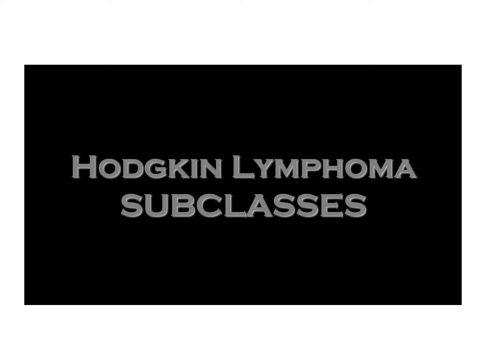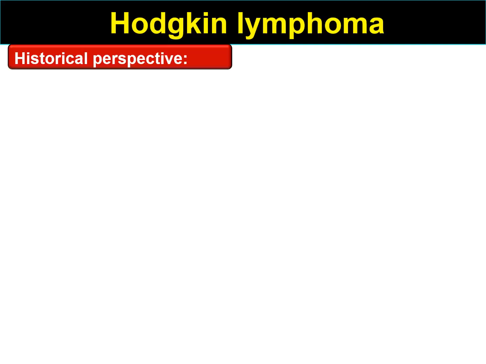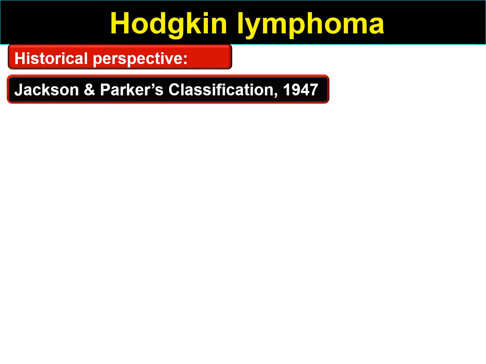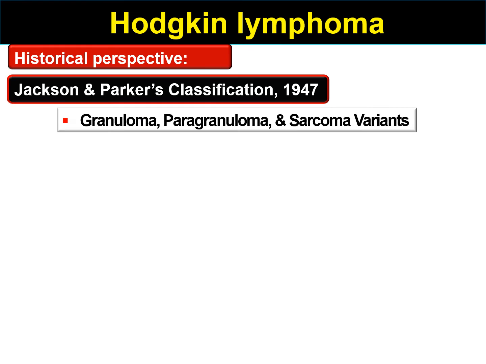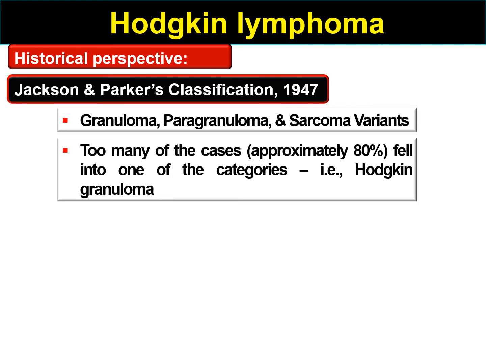Now the subclasses of Hodgkin lymphoma. There have been many attempts in the categorization or classification of the Hodgkin lymphomas. The Jackson and Parker classification of 1947 was one of them, and it divided this disease into three varieties, that are granuloma, paragranuloma, and sarcoma variants. But due to this classification, about 80% of this Hodgkin lymphoma variety fell into the granuloma type.